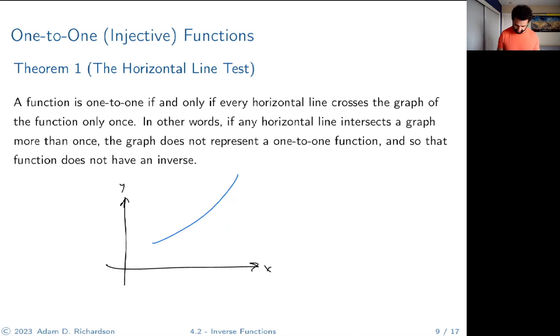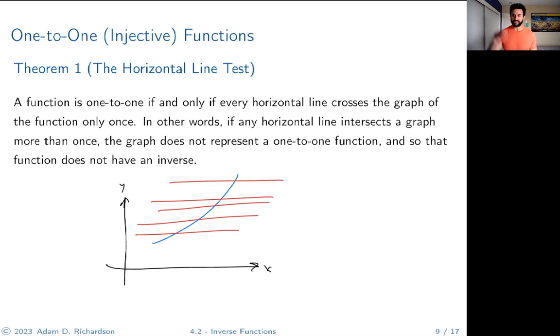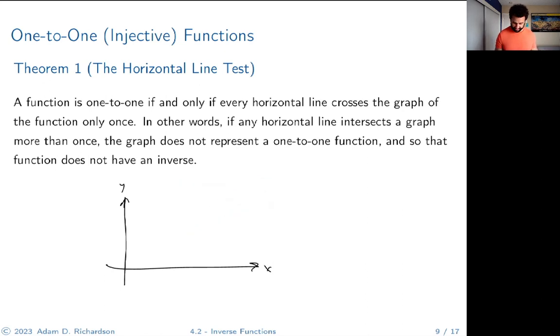So let me pick a different color here. I'm just going to pass horizontal lines through my function. Notice how those horizontal lines only intersect the function at a single point, and so there's no place where I could draw a horizontal line and hit the graph twice. So that means that our function is invertible. So we could invert this function. It's one-to-one, it's invertible.